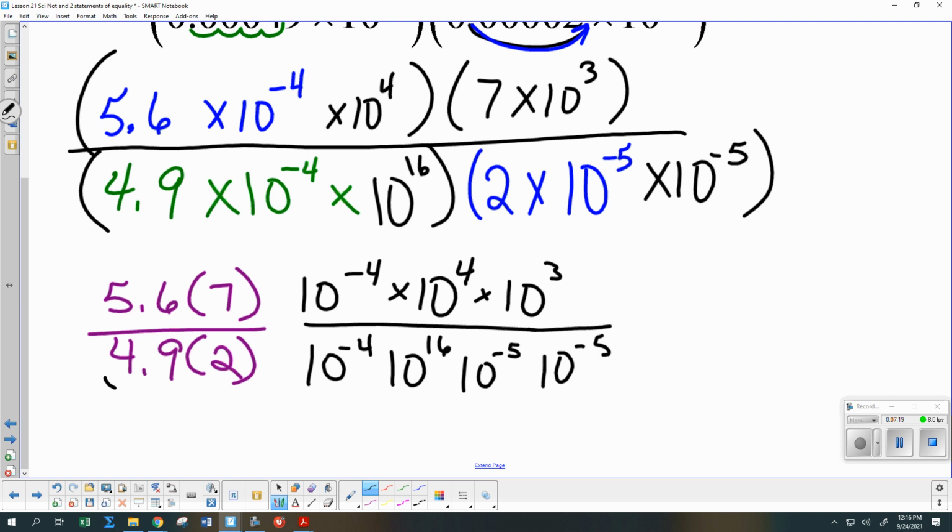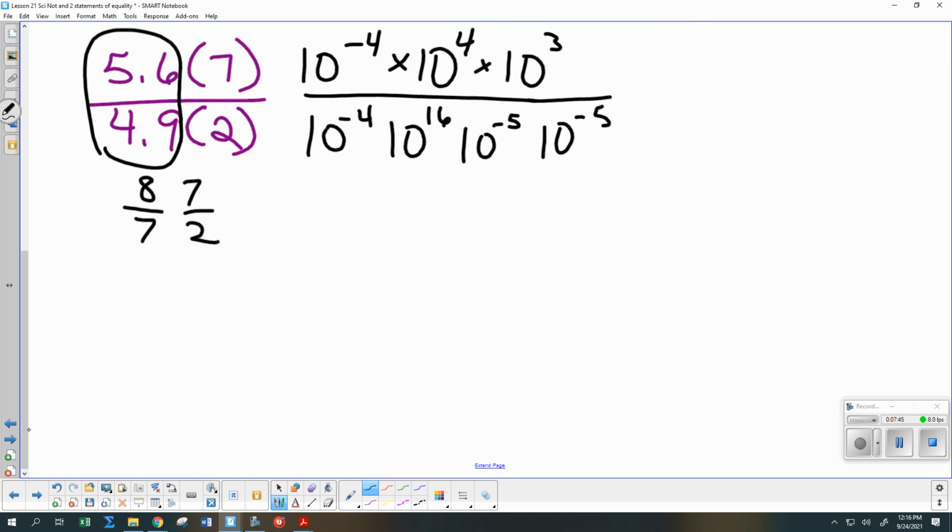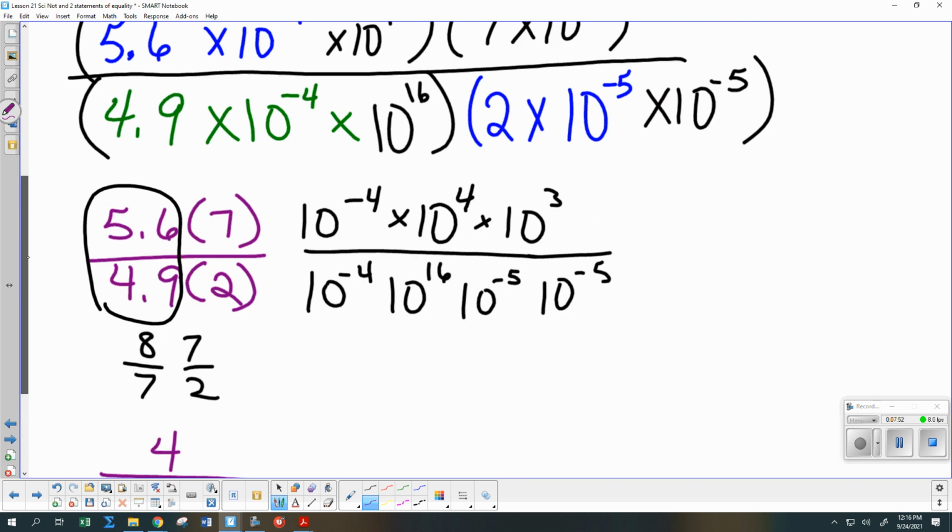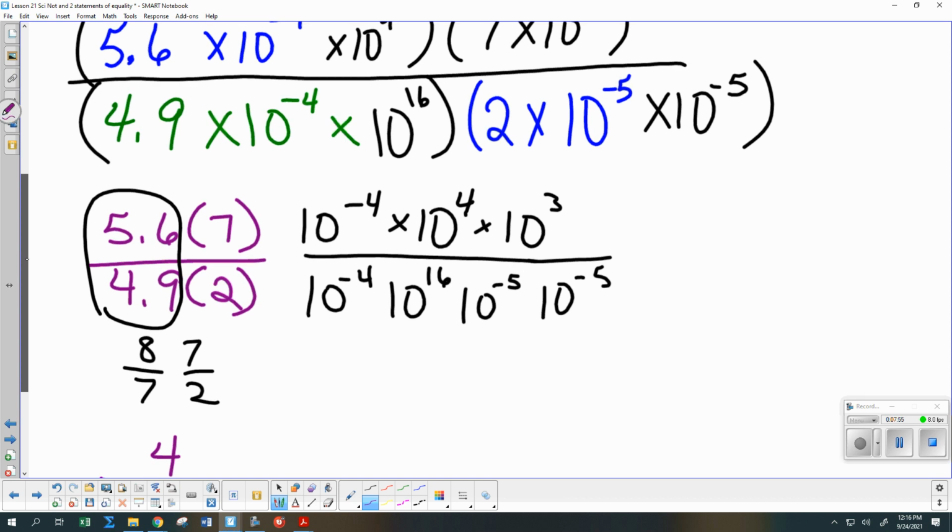So for this, I notice, oh, these have the same number of decimal places. So if I think of that as 56 over 49, those are both divisible by 7, right? So that part becomes 8 over 7 and 7 over 2. And that's pretty easy. What does that equal? 4. So that part is just 4 in my numerator. Okay, put the terms together in any order that you want.